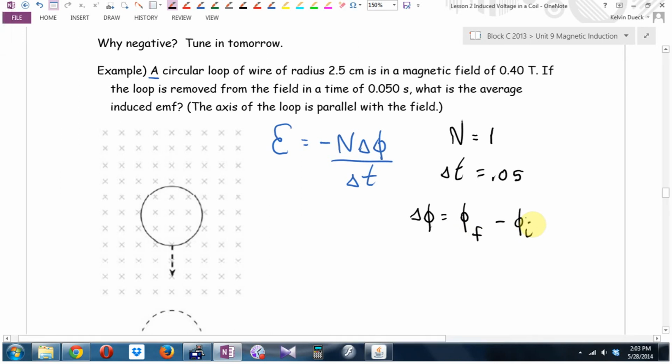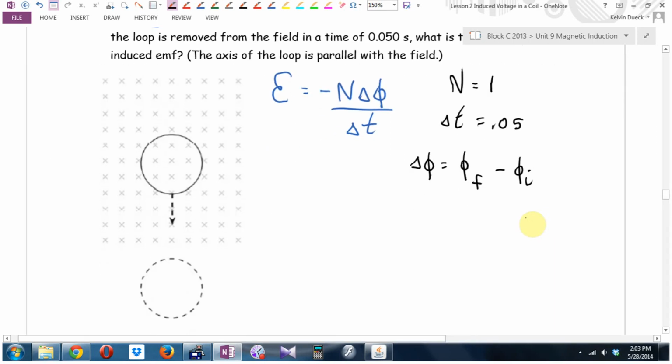Now remember, I said flux is the number of magnetic field lines. Look at the picture. What's the final flux? How many magnetic field lines are going through the area in the final part? It's meant to be obvious. You see it? 0, right? So 0 minus the initial flux.